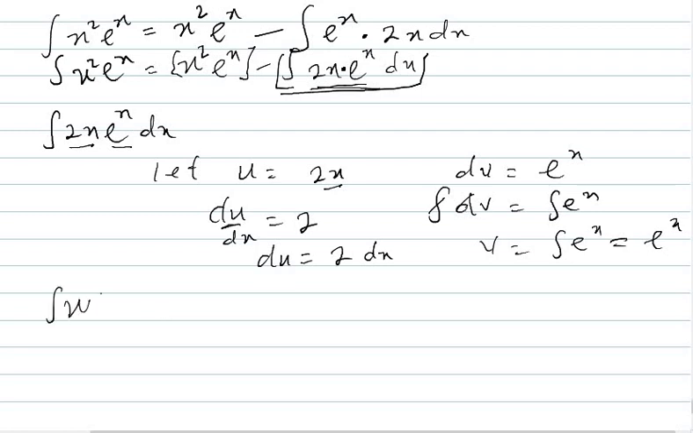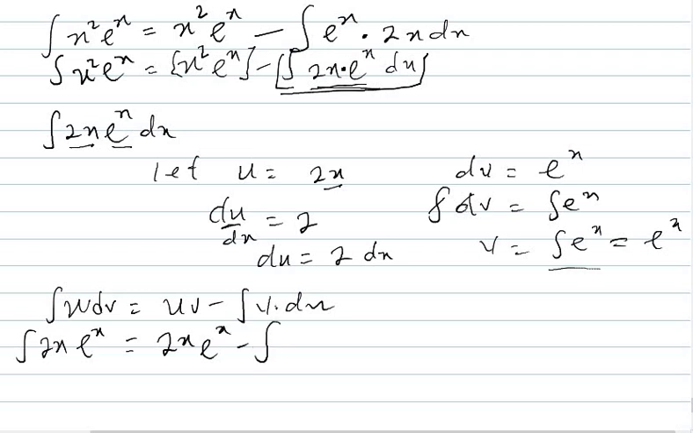So we have the integral of u dv is equal to uv minus the integral of v du. So the integral of 2x exponential of x is equal to uv, where u is 2x and v is e to the x, minus the integral of v du, where v is e to the x and du is 2 dx. So we can simplify, which is going to be equal to 2x exponential of x minus the integral of 2 e to the x dx.